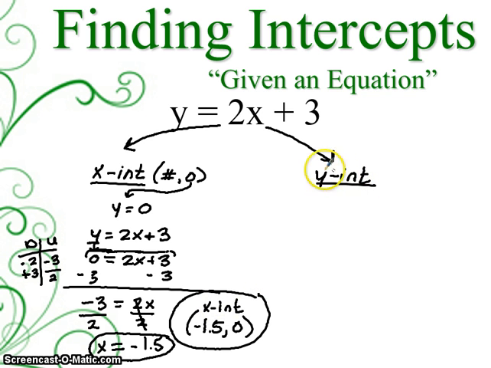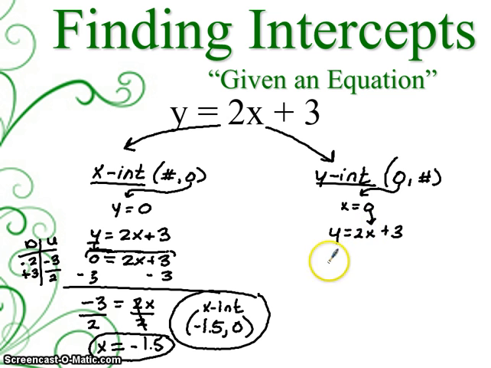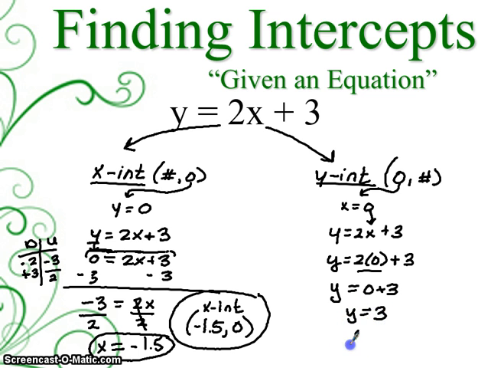Now, step 2 is to figure out the y-intercept. We know that the y-intercept always looks like 0, comma, a number. In other words, x is always equal to 0. So we're going to take our equation, and we're going to substitute 0 for x. So we have y equals 2 times 0 plus 3. 2 times 0 is 0, so we have y equals 0 plus 3, or y equals 3. So our y-intercept is the point 0, 3.